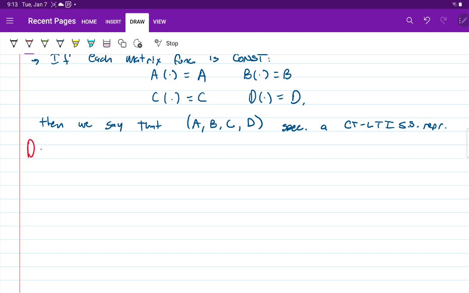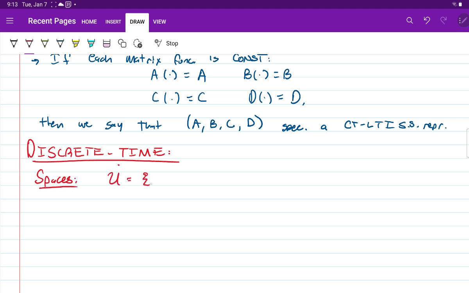Now I quickly want to mention the discrete time case. All right, so this is going to be very, very similar to the above. What I'm going to change is in my spaces, I'm going to take U to be the collection of all sequences, U from Z into the set R^m. I'll take Y to be the collection of all sequences, Z into R^p. And I'll still take sigma to be R^n. Okay? So now instead of piecewise continuous matrix functions, I'm going to specify matrix sequences.